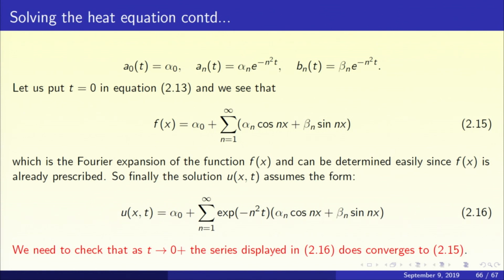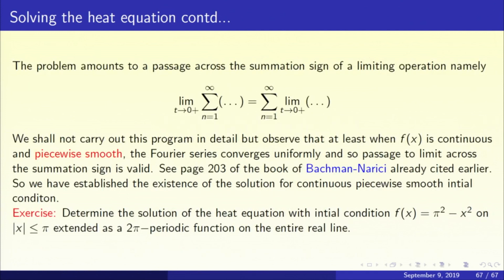sin nx. We still have to check that as t tends to 0 plus, the series on the right hand side of 2.16 does indeed converge to f(x). That is not altogether obvious, but if the function f(x) is piecewise smooth and continuous, then the Fourier series converges uniformly. That's a theorem for which I have given you a reference to Bachman and Narici's book, page 203. So once you have uniform convergence, you can exchange the limit and summation, and you can take the limit as t tends to 0 inside the summation and you get the result.